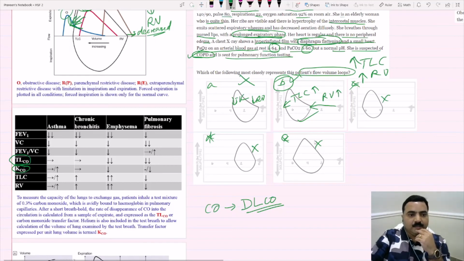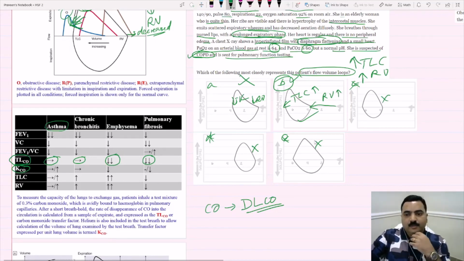So you can see what happens to the diffusion capacity. In asthma, no change. In chronic bronchitis also no change, but in emphysema it is markedly decreased. In fibrosis it's markedly decreased. Why in chronic bronchitis? It's a bronchus problem, it's not a problem with the alveoli.